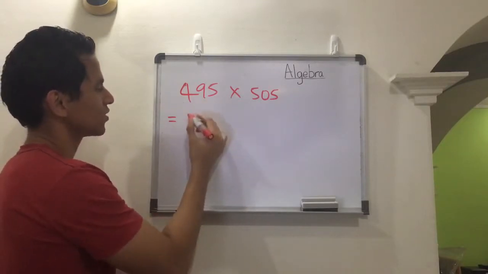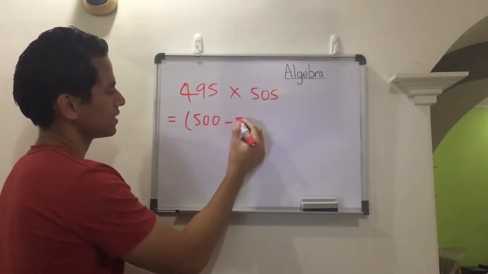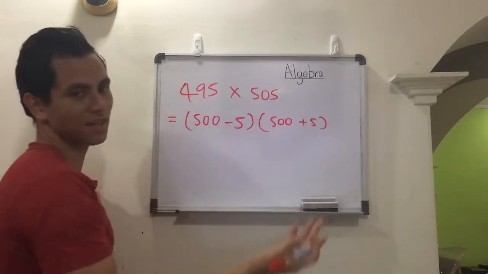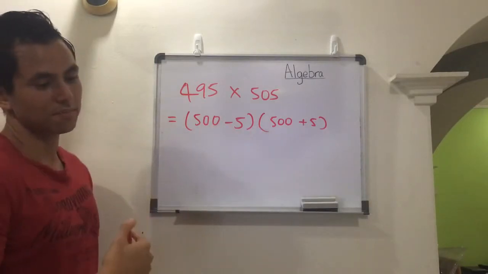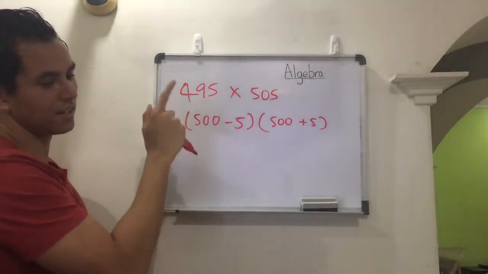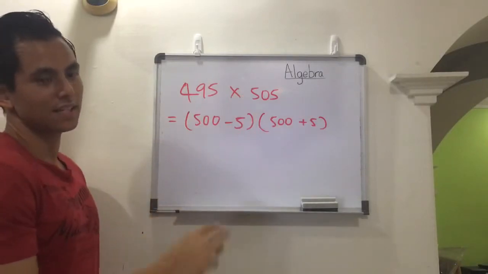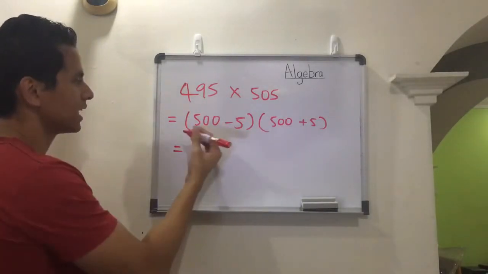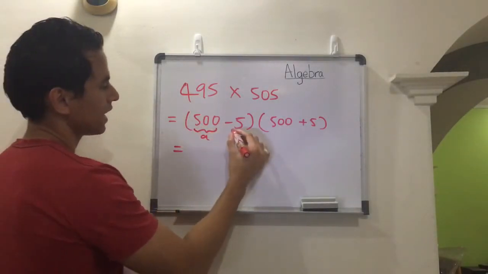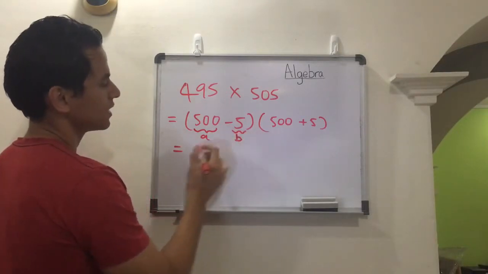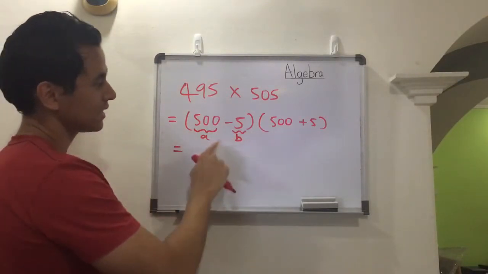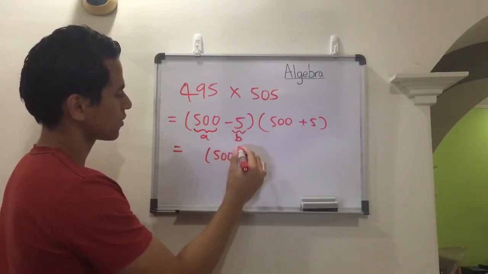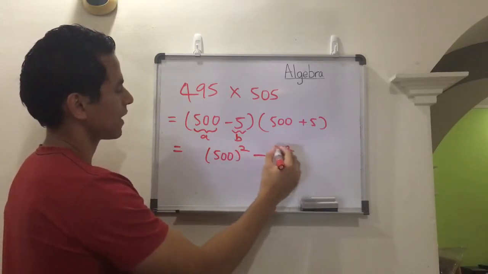So what happens is that this is just going to be 500 minus 5 and 500 plus 5. Yes? You see, this is actually very similar to the fourth example. That was just 100 and 2, and now here we have 505. That is our A and B. So we know that 500 is our A, and 5 is our B. So therefore, using this identity, it's A minus B, A plus B, right? So we'll get 500 square minus 5 square.